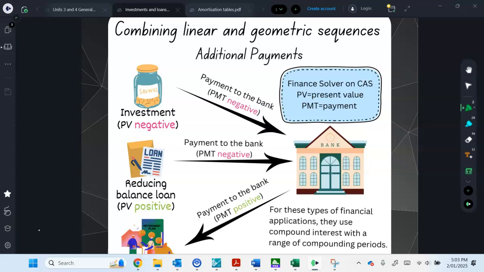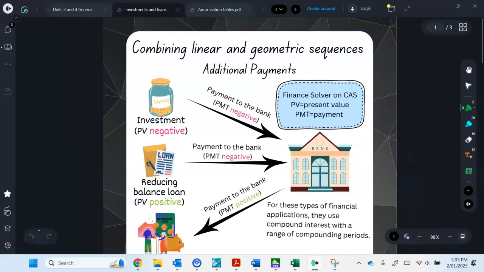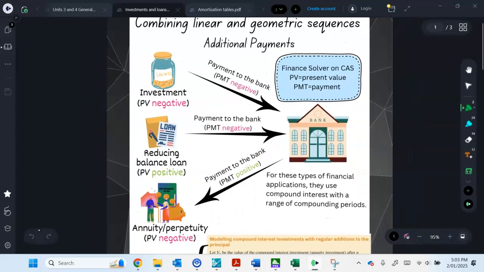All right, so we're focusing on, with additional payments, three main financial applications. So I might just get my little highlighter. So we have investments, loans, and they're called reducing balance loans, and we have annuities. And I've got perpetuity there because a perpetuity is a special type of annuity, which I think I'll also be discussing in this video. I think it's on these posters as well.